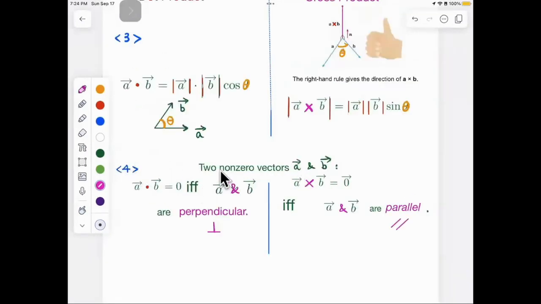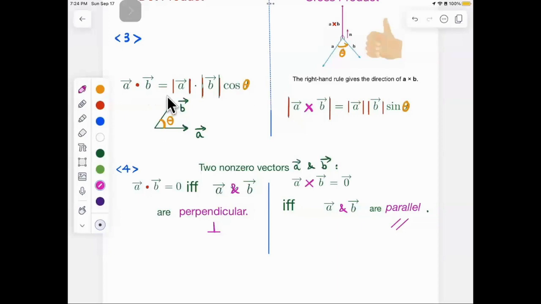Number 4, given two non-zero vectors A and B, A dot B is equal to the scalar 0 if and only if A and B are perpendicular. So if A and B are perpendicular, then theta will be equal to pi over 2, cosine pi over 2 will be 0. So the dot product, the result here, will be equal to 0.